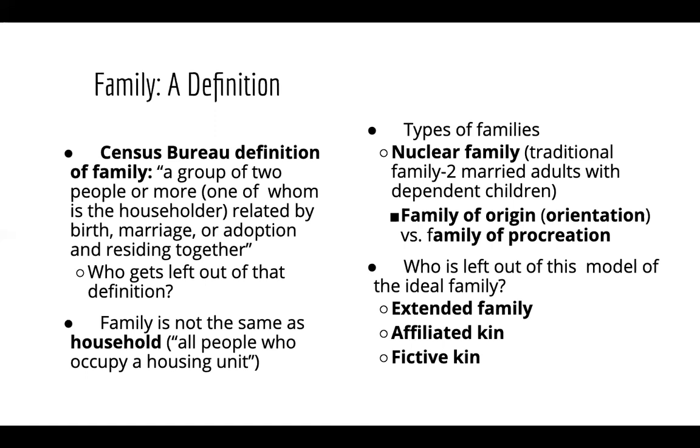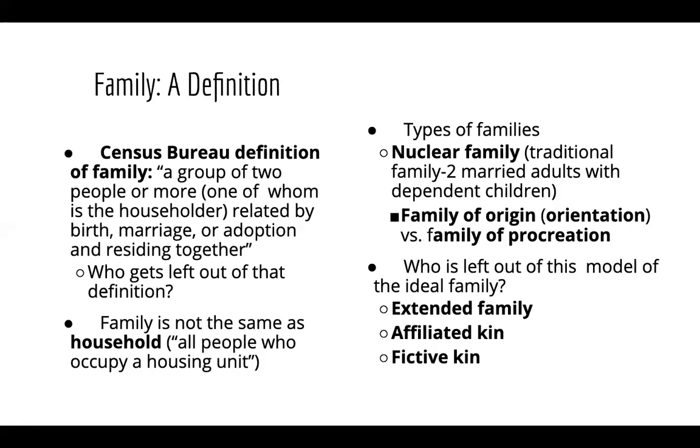And so, from this kind of definition of a family, the group of two people or more related by birth, marriage, or adoption and residing together, we can look to our first set of sociological definitions. The first of which is nuclear family. The nuclear family is this kind of traditional family unit where there are two married adults that have dependent children living in that household.